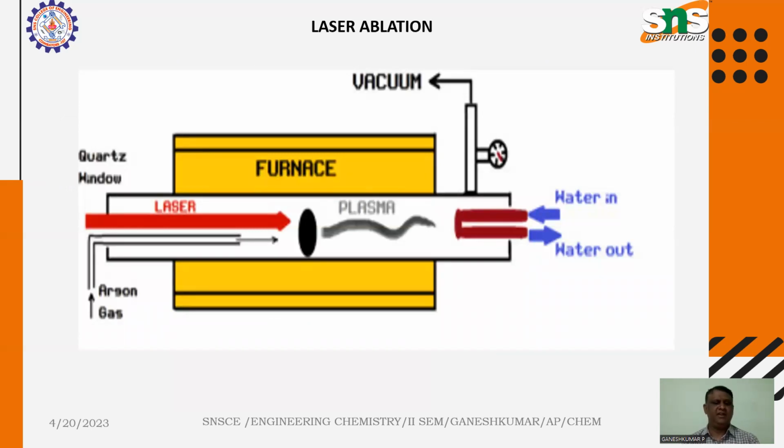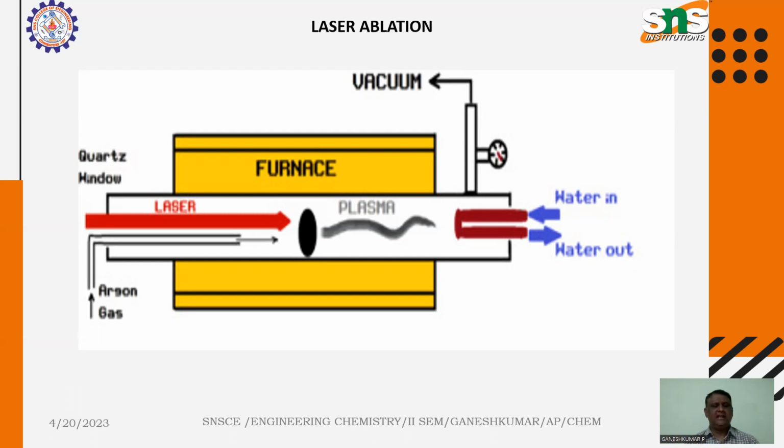Consider this diagram. On the left-hand end, there is a laser light entering one end, and below that, we have argon gas. We call it the carrier gas, which carries away the products. It is a non-reacting gas. The entire cylinder is made of quartz material. It is in a furnace at some 800 to 1200 degrees Celsius. It has a quartz window.